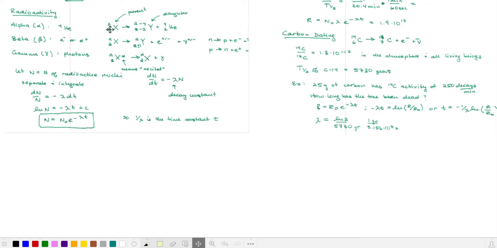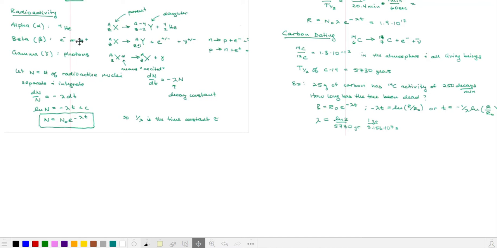So if we were to write this in a chemical reaction form, then the parent isotope, symbol X, and the daughter isotope, symbol Y, have this relationship. We know we have to conserve the total number of nucleons, and helium has 2 neutrons and 2 protons, which means we have to reduce the total number of nucleons by 4 and reduce the number of protons by 2.